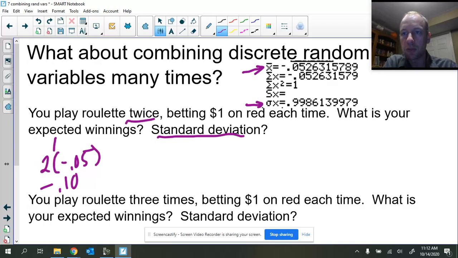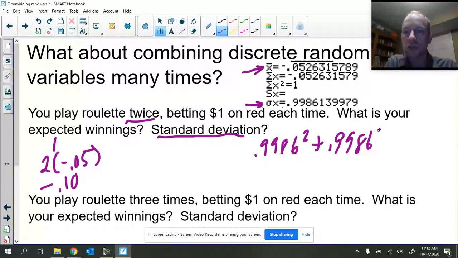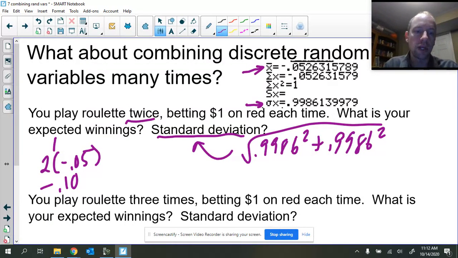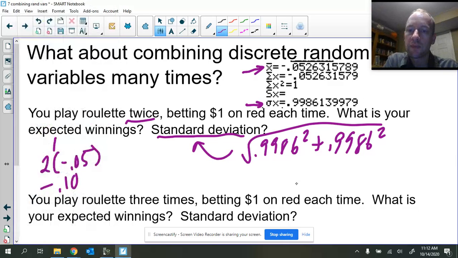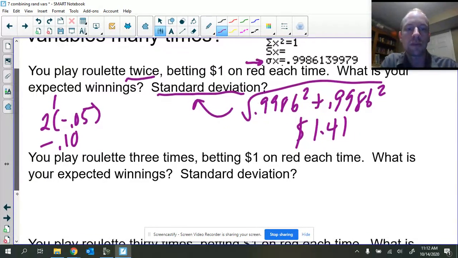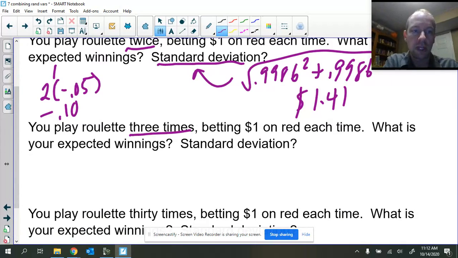So even though I'm combining with itself, I still need to do 0.9986 squared plus 0.9986 squared and square root that. That'll give me my standard deviation. So in that case, if I grab my calculator real quick, the square root of 0.9986 squared plus 0.9986 squared gives me about $1.41. That's my standard deviation.